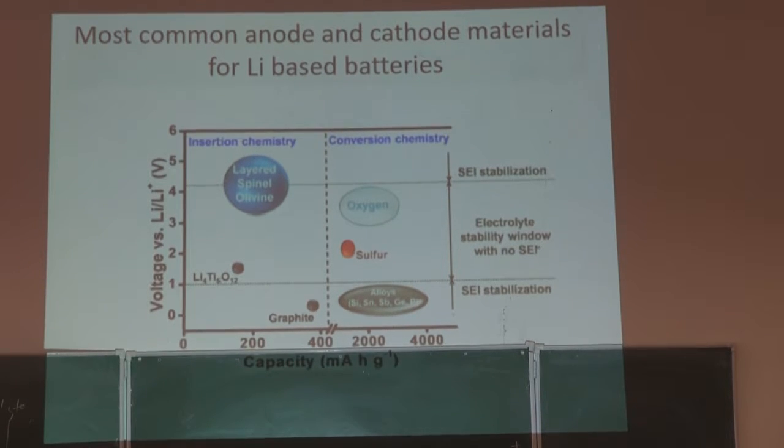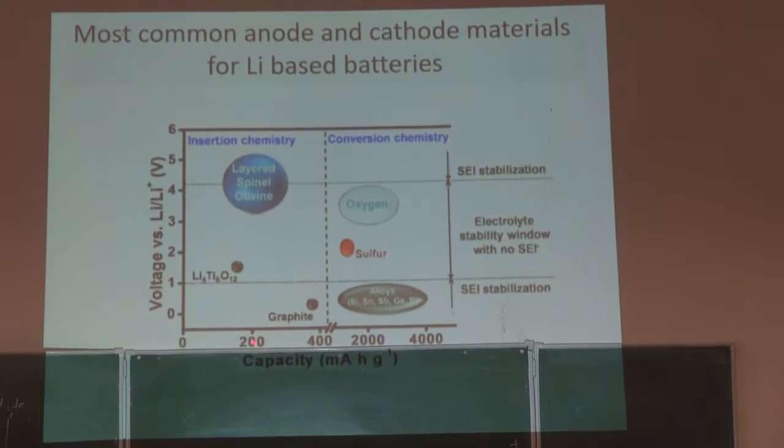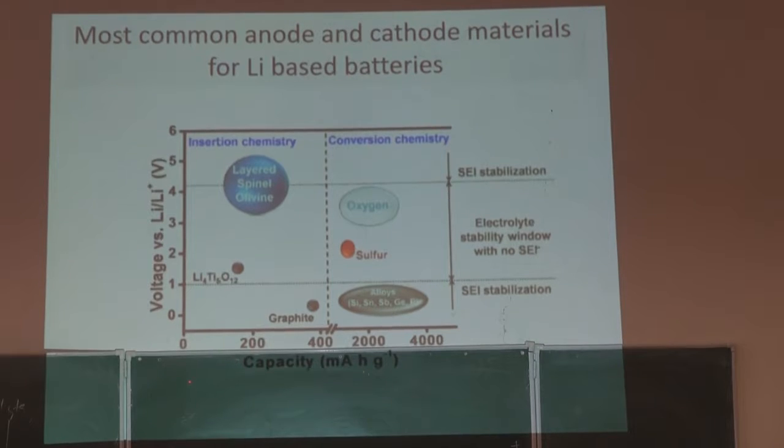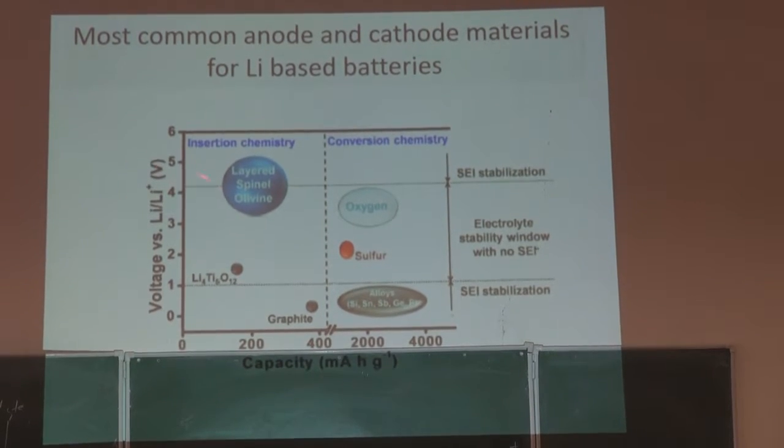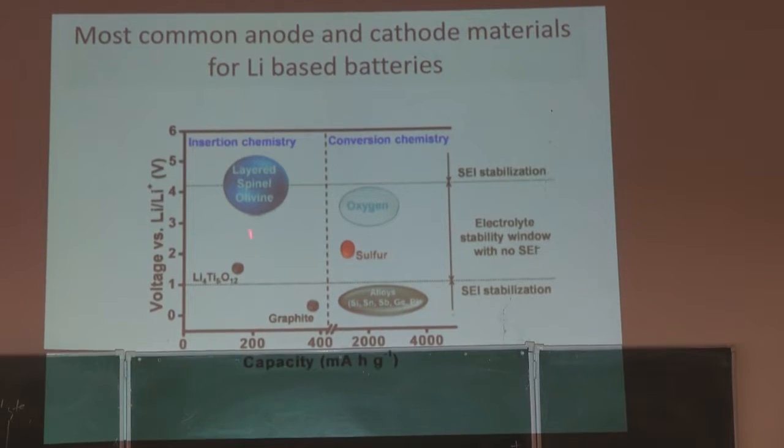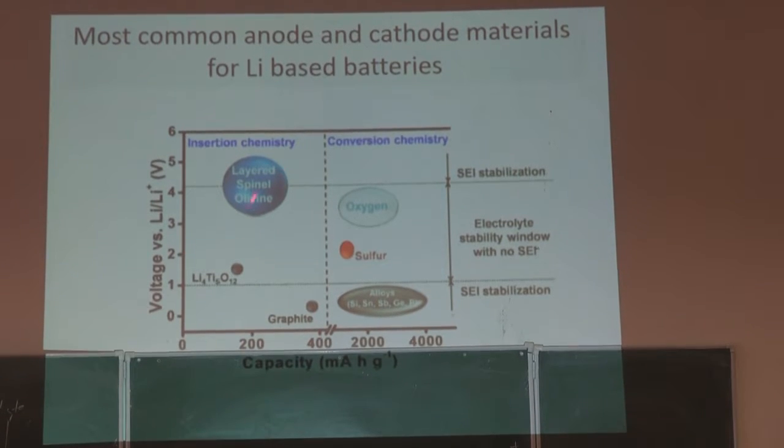So there are 2 chemistries. One is the insertion chemistry. That's the one that goes in, comes out. That's the insertion, right? Or intercalation. But those materials have low capacity. See, this has only 300. This one even has less than 200, right? But these are actually not bad. So they have capacity 300, that you cannot change much. But voltage is very high.